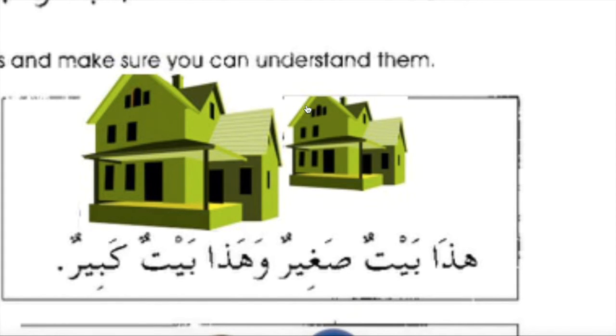If you want to say "this is a small house and this is a big house", how would you say it? First of all, get the right pointer, which is hada. Baytun means house. So first you get hada baytun, and then you give a sifa, an adjective. What type of house is this? Small, saghirun. Hada baytun saghirun wahada baytun kabirun. This is a big house.